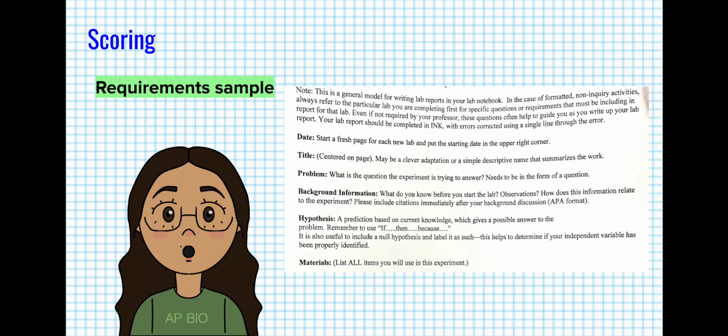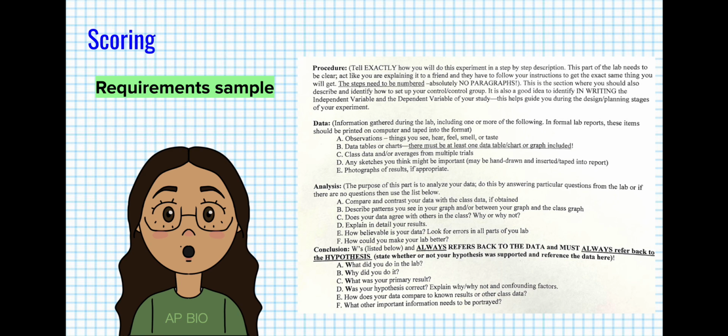Requirement sample. This is a general model for writing the lab reports in your lab notebook. You can pause the video to read the slide, but the general structure and things that will be required are the date, title, problem, hypothesis, and materials. Some more requirements are the procedure, which must be numbered, the data, this includes charts, tables, and graphs, analysis that explains your data, and a conclusion that refers back to the hypothesis and references the data mentioned.